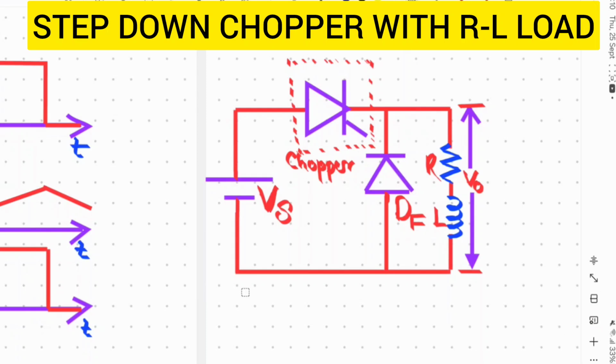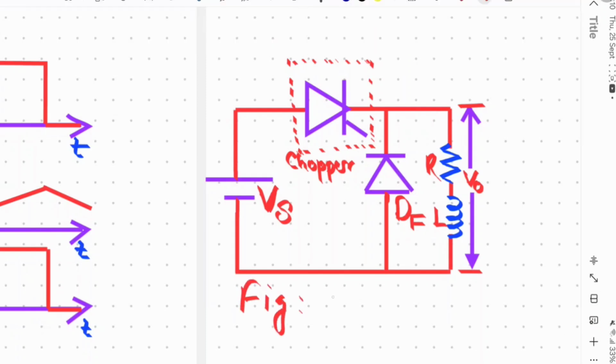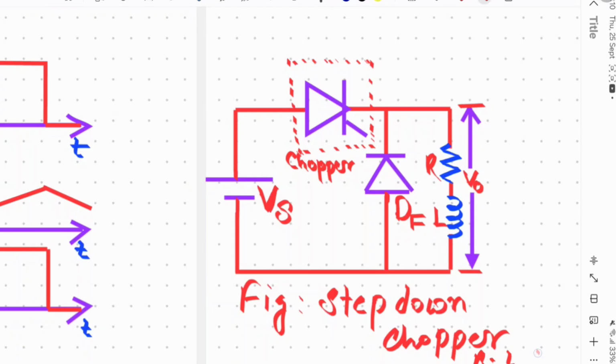So this is the circuit diagram for the step down chopper. This is the figure of the step down chopper with RL load. This is the load. This is the chopper, and another diode is connected. This is called the freewheeling diode.